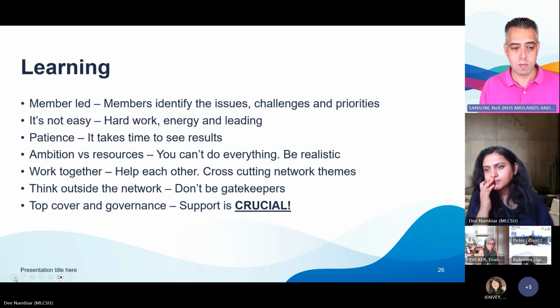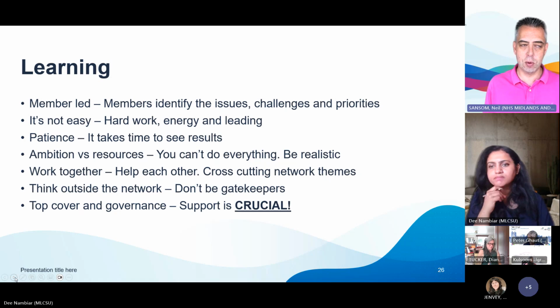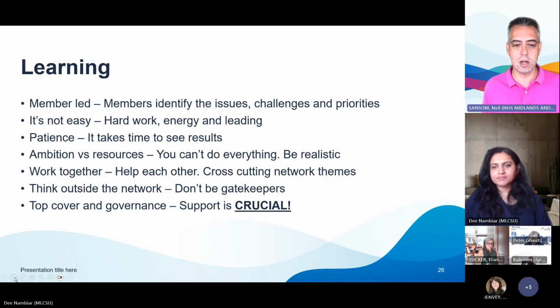And the final one there is top cover and governance. Get that right, get your support. Getting that top cover and support from your senior leadership is absolutely crucial. What you don't want is those senior leaders doing this because they think they're going to look good. That's entirely the wrong thing to do. It needs to be done because they believe in it and are passionate about it, because otherwise it will come across as very hollow, very quickly, and it'll be spotted very quickly. So get the right people involved, get that passion, and keep on at them, keep that momentum going with them. Next slide, please.